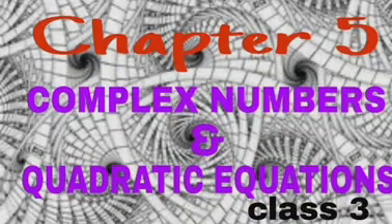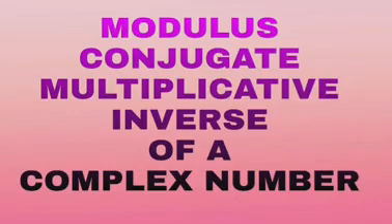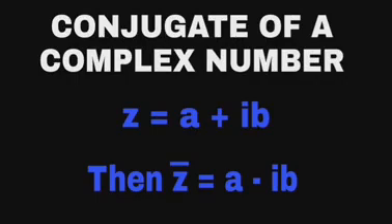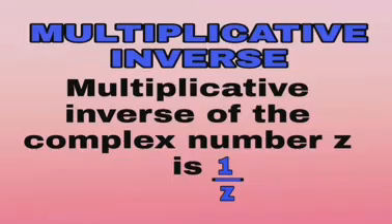Today's topic is modulus, conjugate and multiplicative inverse of a complex number. Consider the complex number z is equal to a plus ib. Then modulus of z is equal to root of a square plus b square. Conjugate of the complex number z is equal to a plus ib is z bar is equal to a minus ib. Multiplicative inverse of the complex number z, where z not equal to 0, is 1 by z.